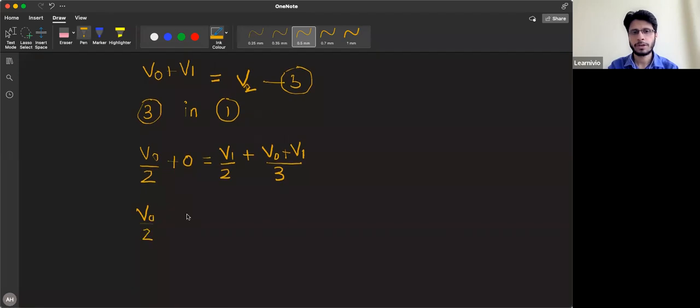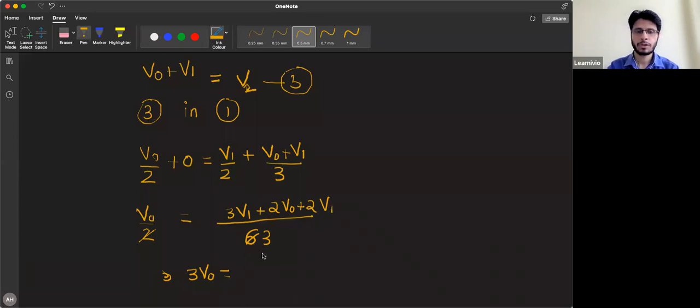On the right hand side, you can take LCM. When you take LCM, it comes out to be 6. So this is 3V1 plus 2V0 plus 2V1. So this 2 will cancel this term. This is 3, so this is 3V0, which is equal to 3V1 plus 2V1, it's 5V1, plus 2V0.